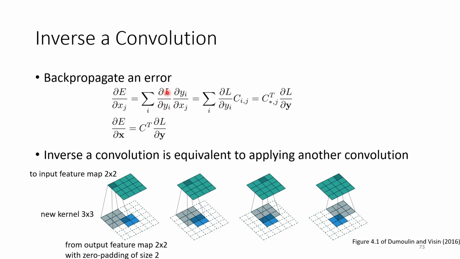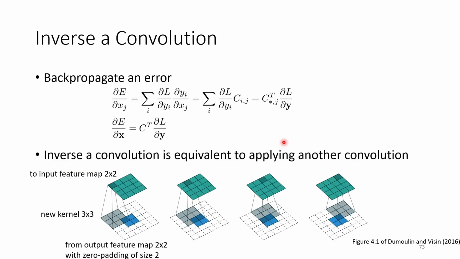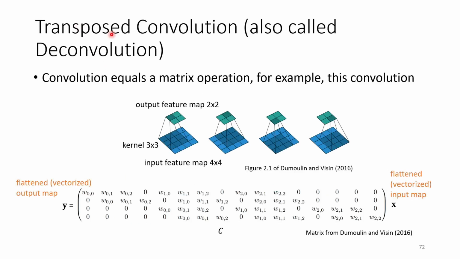Okay, so this is dE/dy, dy/dx, and dE. What is dy/dx? If this is y and this is x, dy/dx is the elements in the matrix, so I express it as Cij. How do we calculate this one? This vector times Cij will be the transpose of C times the original vector. So this is why it is called transposed convolution.